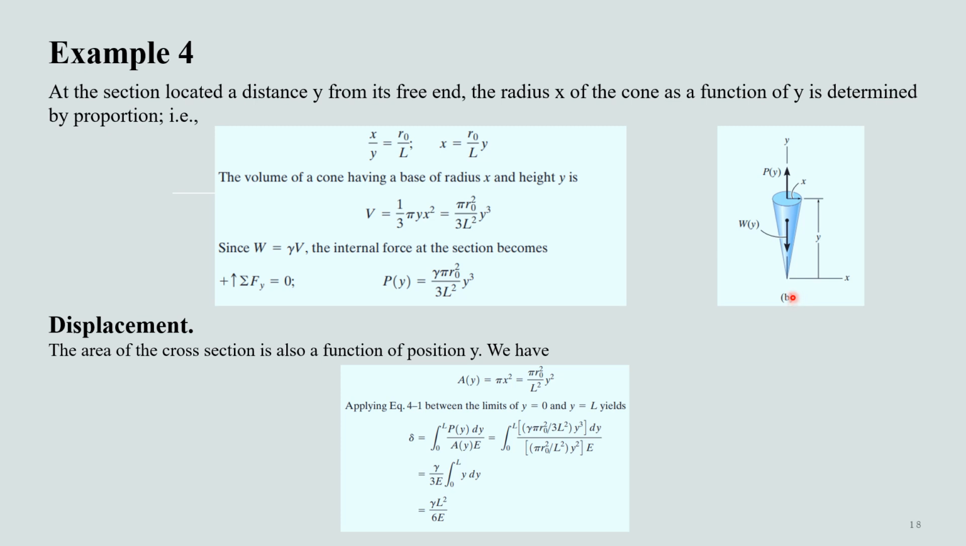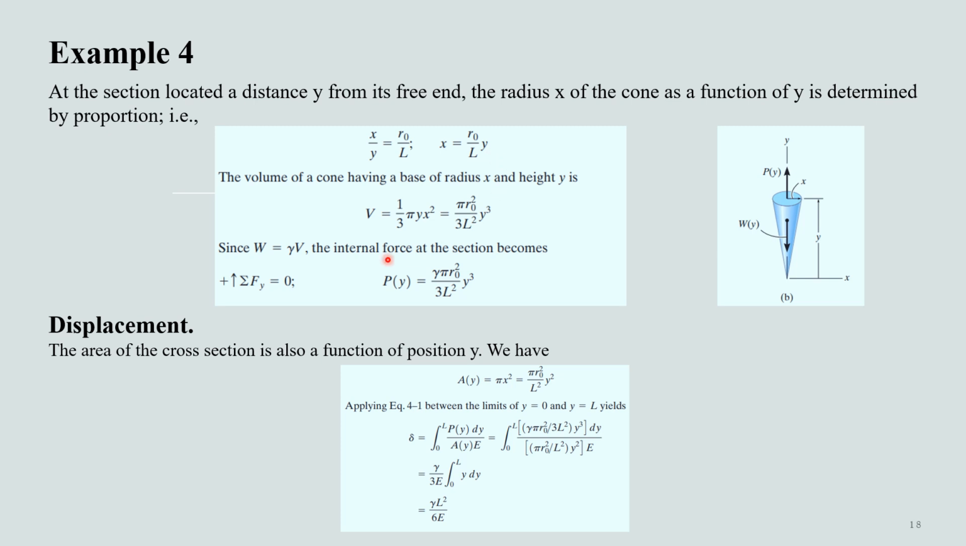If we take a section of the cone at a distance y from its free end, we'll find that the radius x of this cone is a function of y and it can be determined by proportion. If r0 is the radius of the cone having length L, then the radius x of a cone having length y will be x equals r0 divided by L, times y.